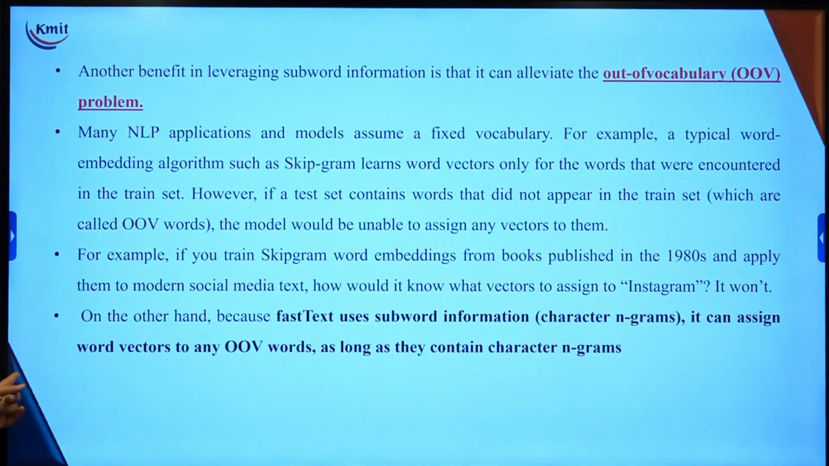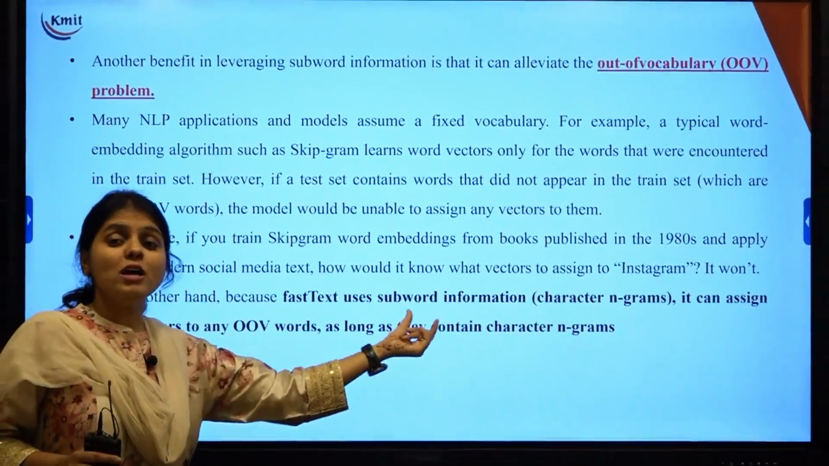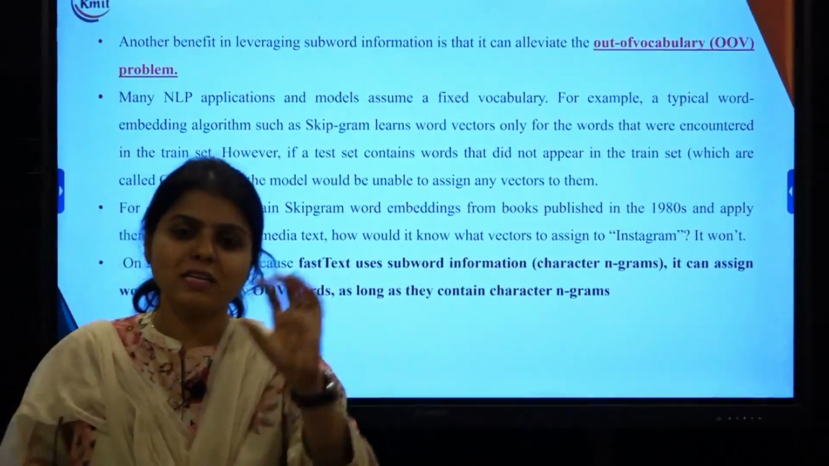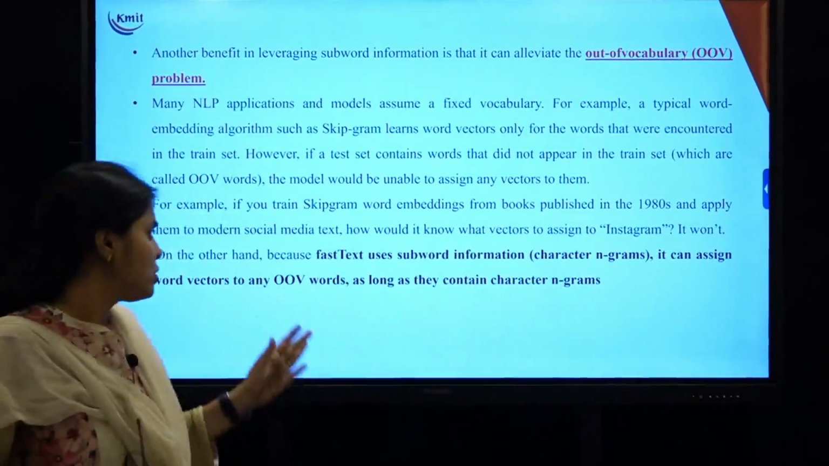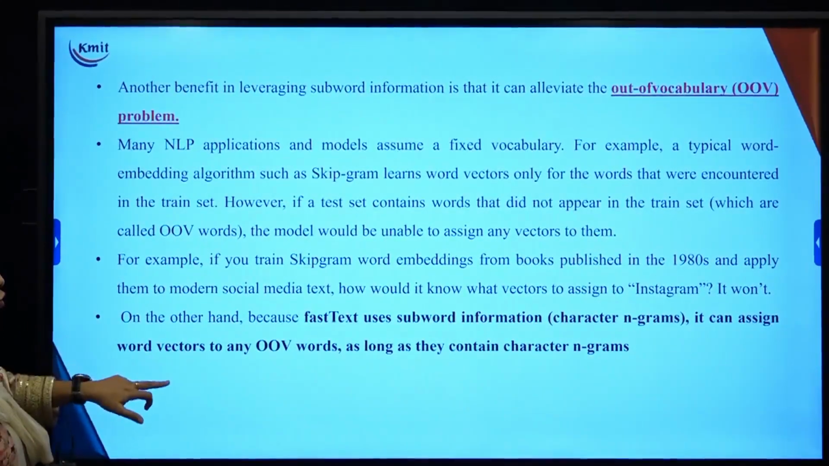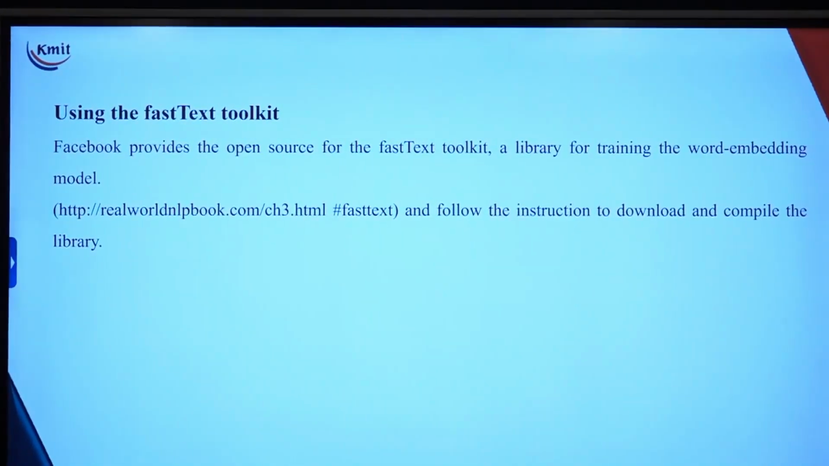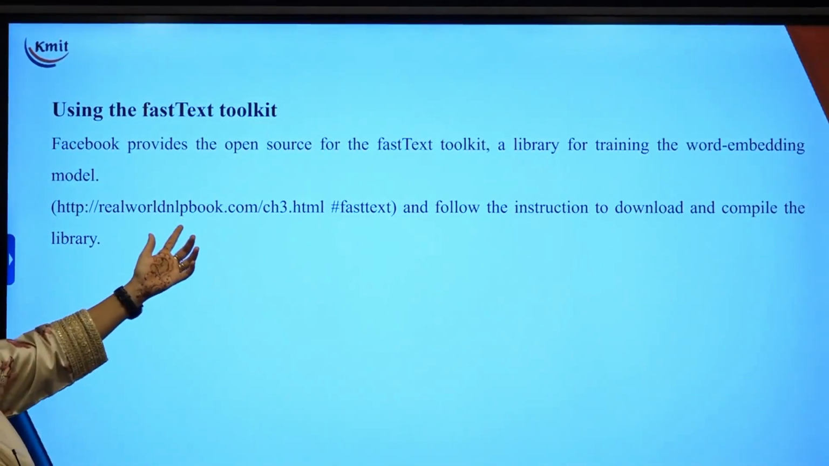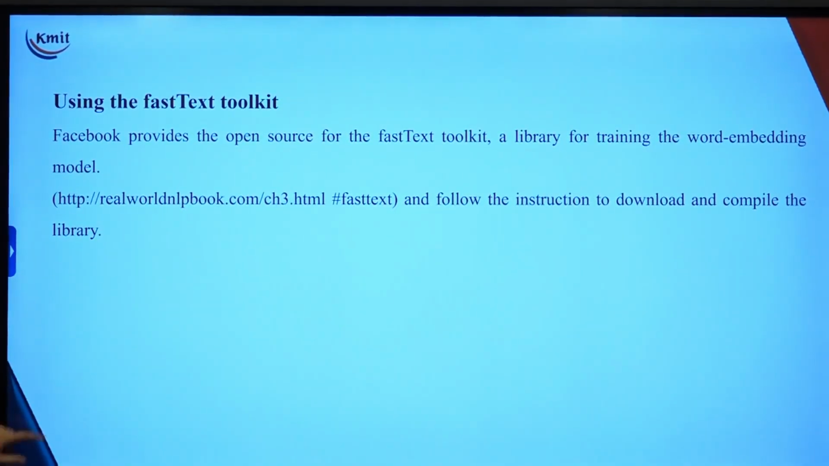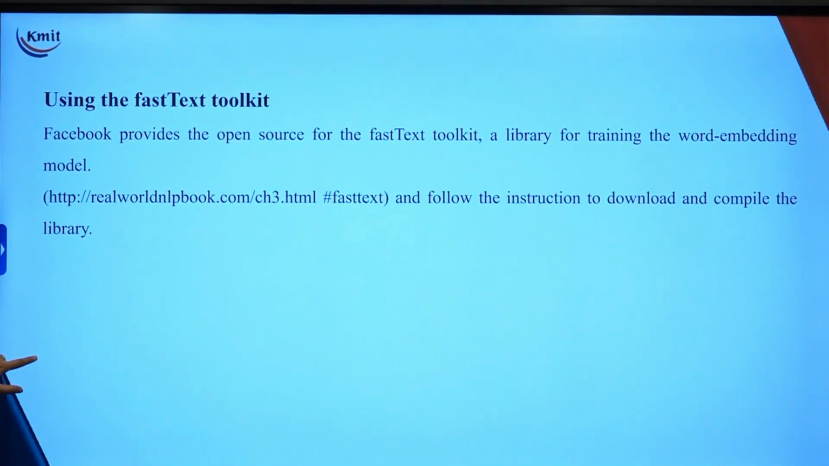In that context also, the fastText algorithm helps because it uses subword information. So Instagram would be divided into Insta and gram. Subwords along with their n-grams can be used such that we can avoid the problem of OOV. For the fastText toolkit, you can go to the website realworldnlpbook.com, in .html, and find the details about the fastText model. This is an open source library provided by Facebook.